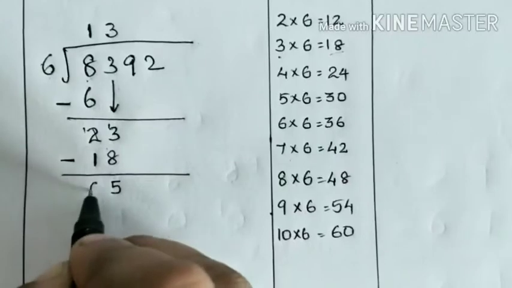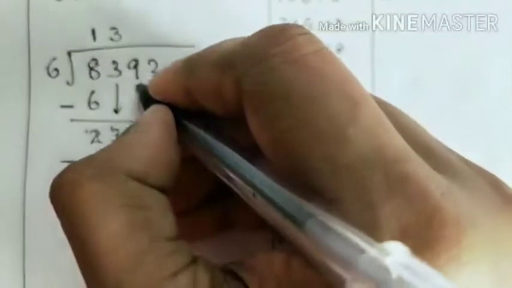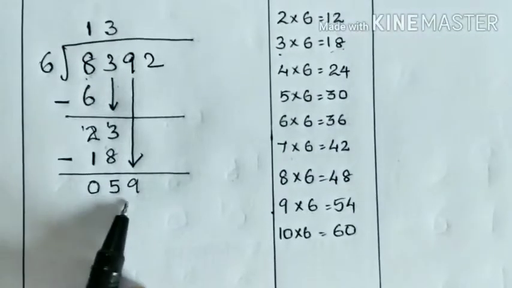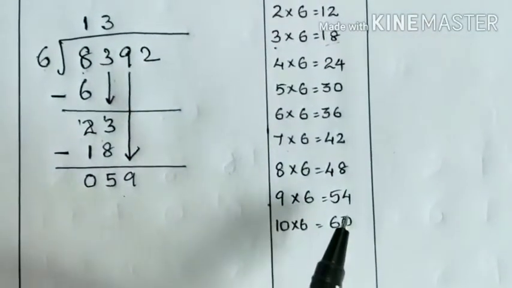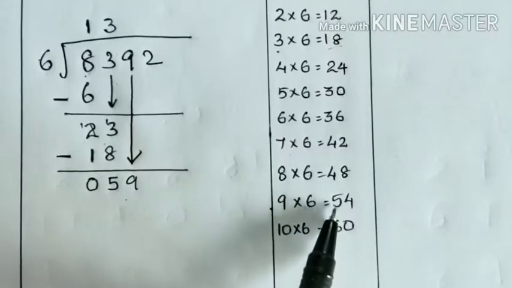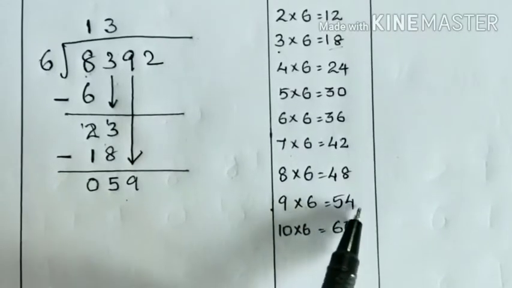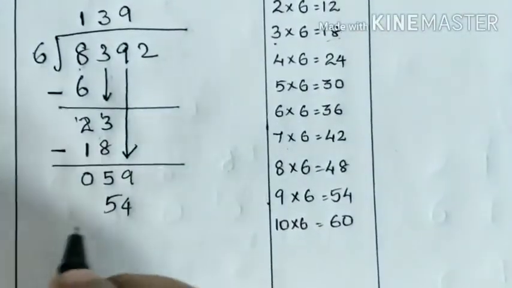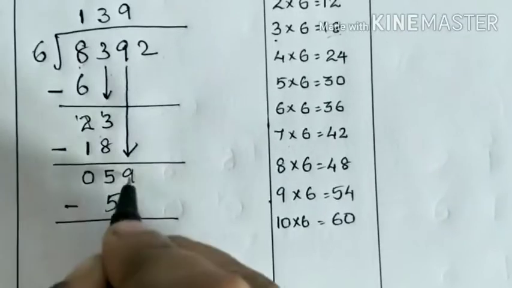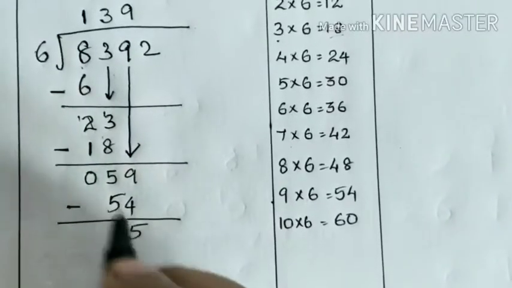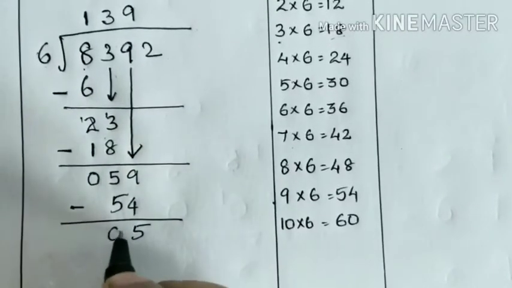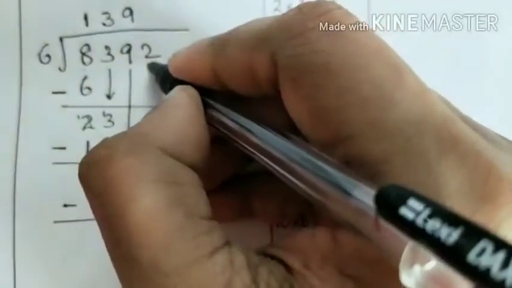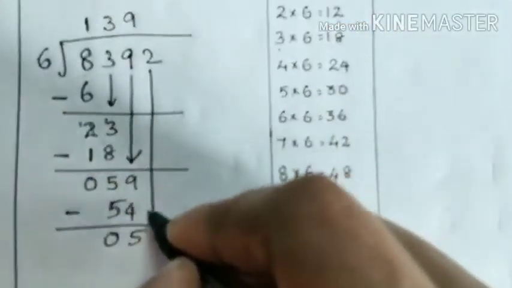1 minus 1, 0. Next, bring down 9. 59. Is there 59 in the table of 6? No. 54 is there. 54, how many times? 9 times. 6, 9 times 54. Again subtract, 9 minus 4, 5. 5 minus 5, 0. Next bring down 2.